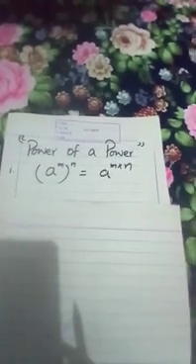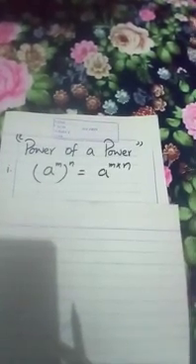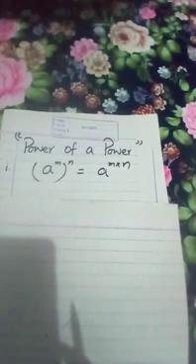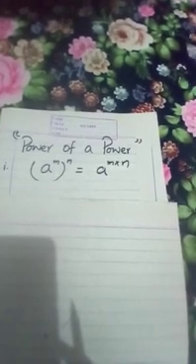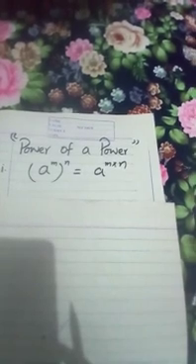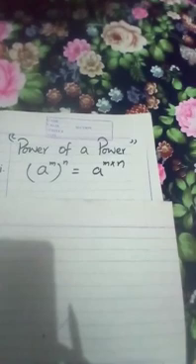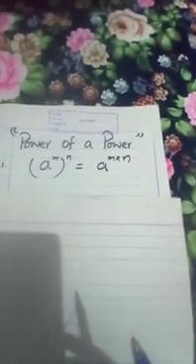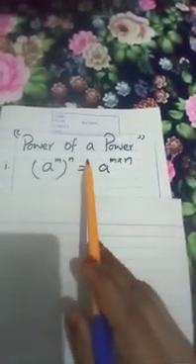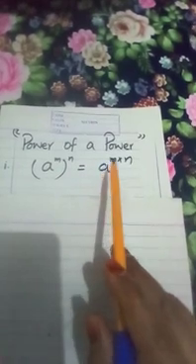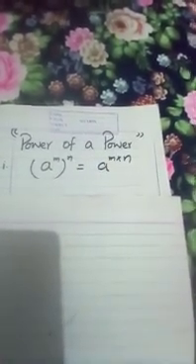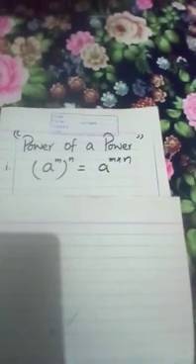Let's see. The power of a power law is (a^m)^n is equal to a^(m×n). To find the power of a power, multiply the exponents. For any number a and all integers m and n, we will write it like that: (a^m)^n is equal to a^(m×n). Dear students, we have an example for this law.